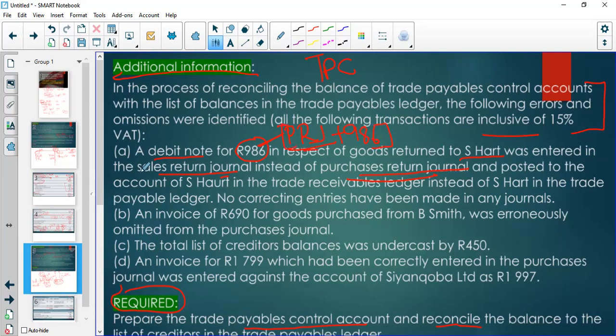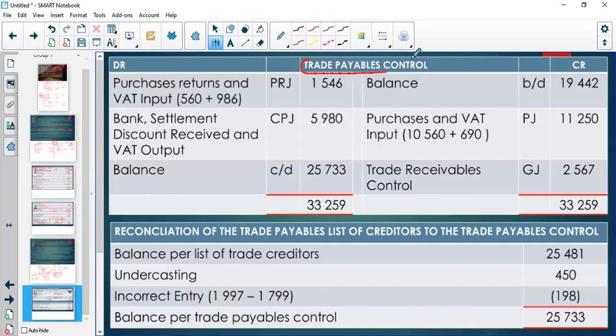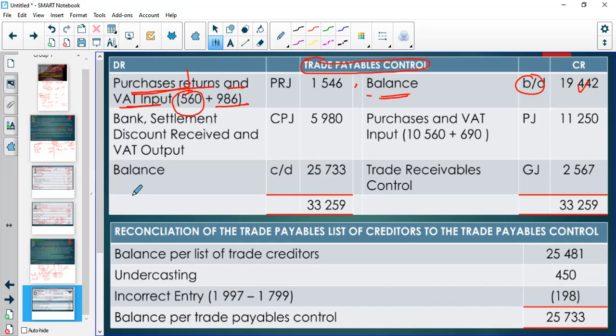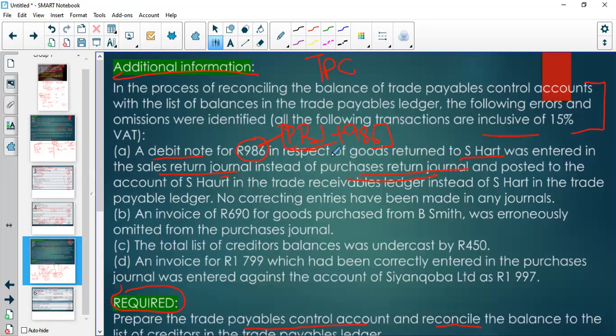If you have been trying to construct your own trade payables control as we go, you remember that we had a balance. I did not put the dates here because this is obvious and we may not have sufficient space for everything, but the dates are not too difficult. So the balance brought down at the beginning is given. Now we come to the purchases returns and VAT input. That's how we record it. We don't just say purchases returns, because where there is VAT, it's purchases returns and VAT input. This is the original figure given under trade payables control. Remember this figure. But now we have to add the 986, which was recorded in the sales returns instead of the purchases returns. So we have done the adjustment.